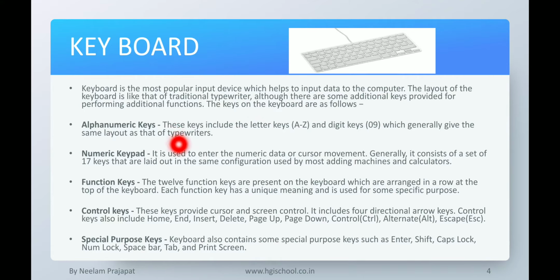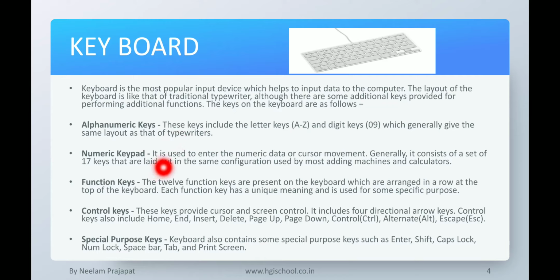So alphanumeric keys are there. That means we can type capital A to Z, capital and small a to z. That means letters, digits 0 to 9, which generally give the same layout as that of typewriter.